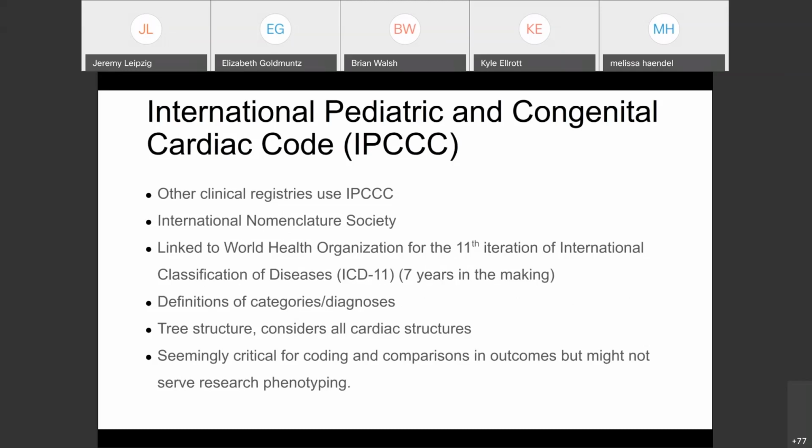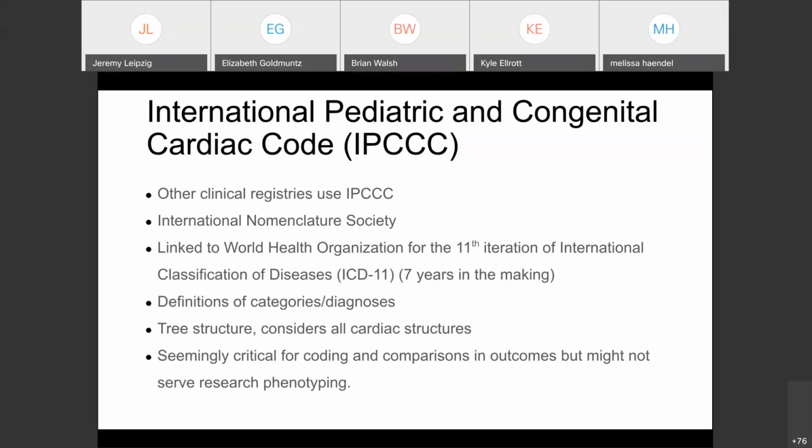It provides very detailed definitions of the categories and diagnoses, providing a tree structure all the way down to the single diagnosis. And it does consider every component of the heart. I think it's really important for coding and outcome analyses, because if you want to compare, again, tetralogy of Fallot, you need to know that it's really the same patient phenotype that you're comparing, say, mortality rates between centers, or complication rates between centers, to know that you're really doing it matched for clinical complexity.